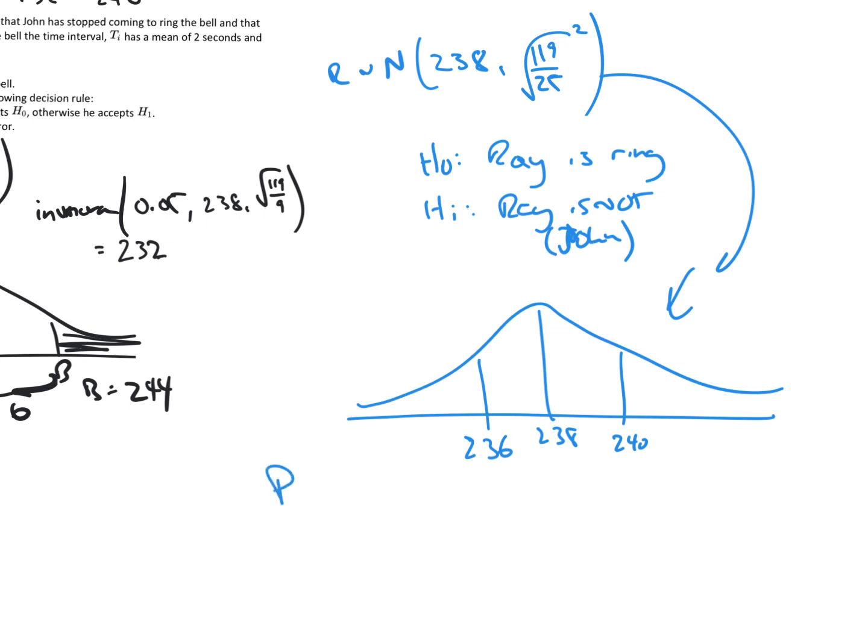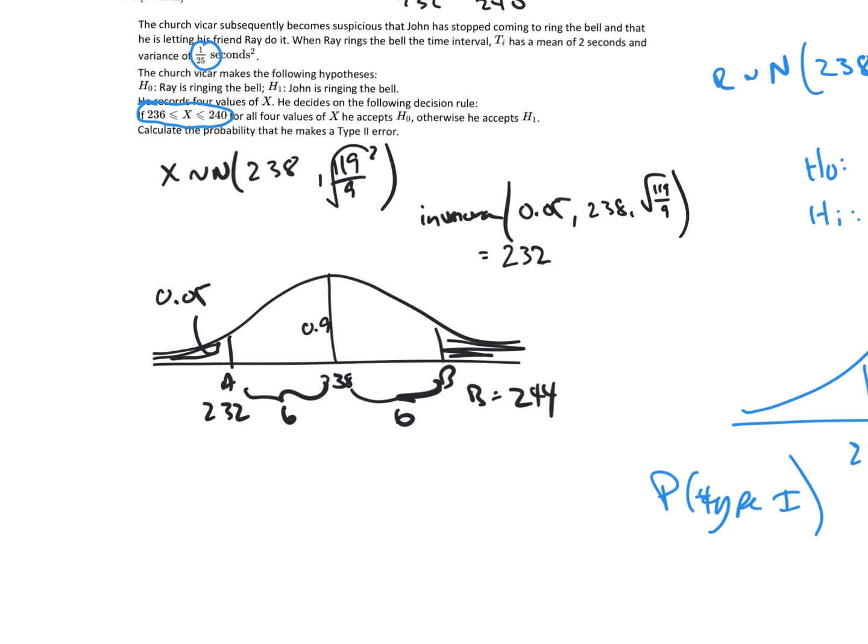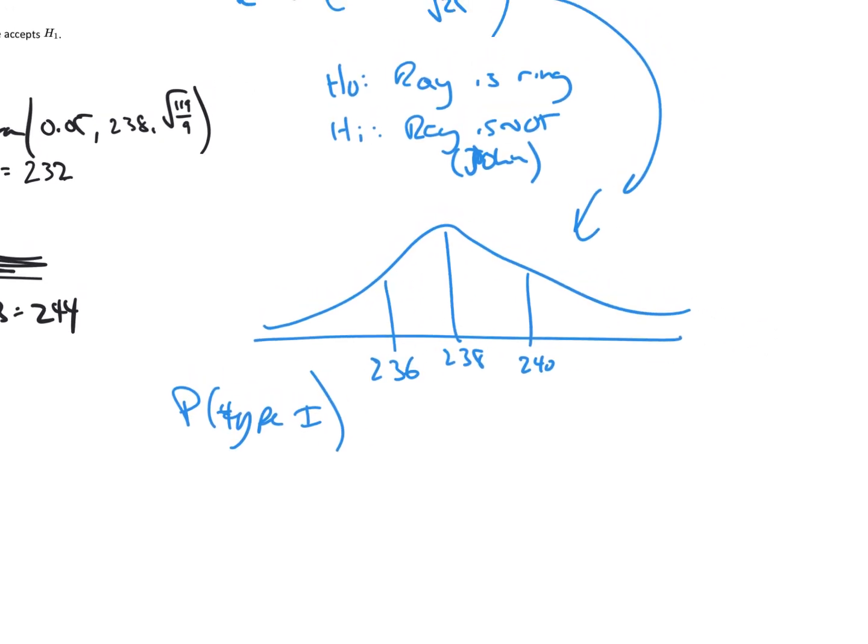And if I think about the probability of a type 1 error, and I know the question's asking for a type 2, the probability of type 1 error is if it falls in here. However, that's the type 1. That's the probability of rejecting Ray ringing when I should not have.